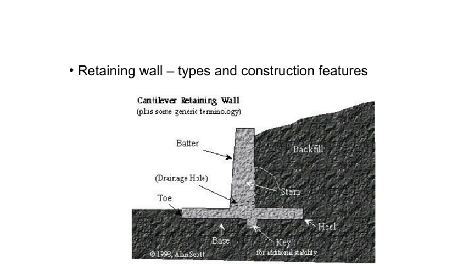When it comes to construction features, understanding the materials used, like concrete, stone, or brick, is crucial as it affects durability and strength. Additionally, proper drainage is a key aspect of retaining wall design to prevent water buildup that can compromise stability. Connecting all these points, choosing the right type and construction features for a retaining wall is vital for ensuring safety, longevity, and functionality in any project.